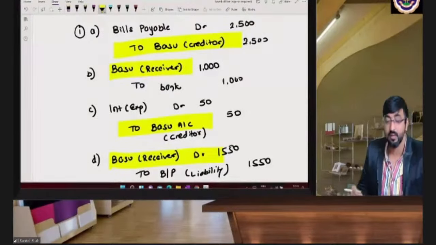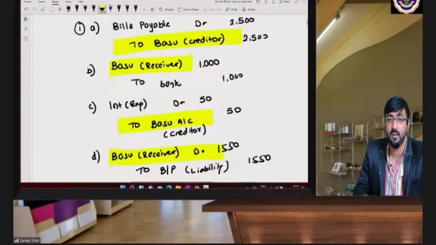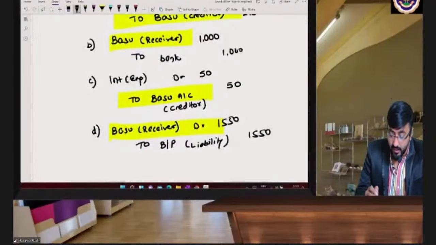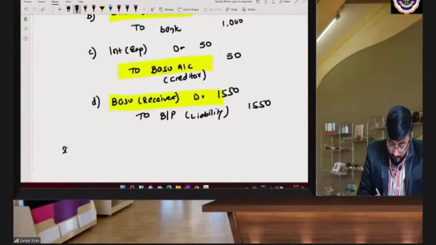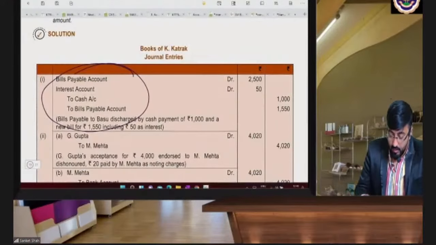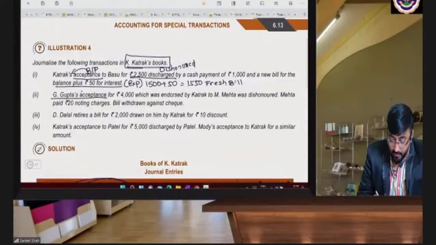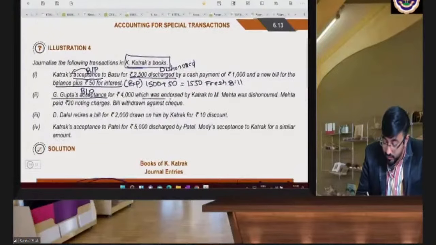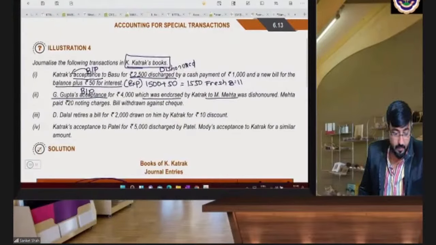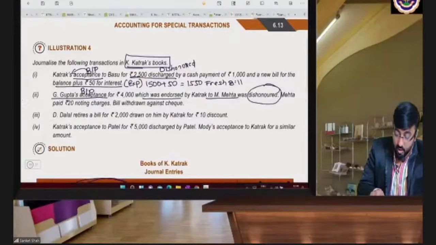So instead of passing 1 entry, I will suggest you whenever you want to learn something, you break these entries into 4 transactions. Every entry is different. Second one. Second one, G Gupta's acceptance. So see beta, this is our bills payable. Was endorsed by Katrak to M Mehta. To M Mehta, was dishonored.